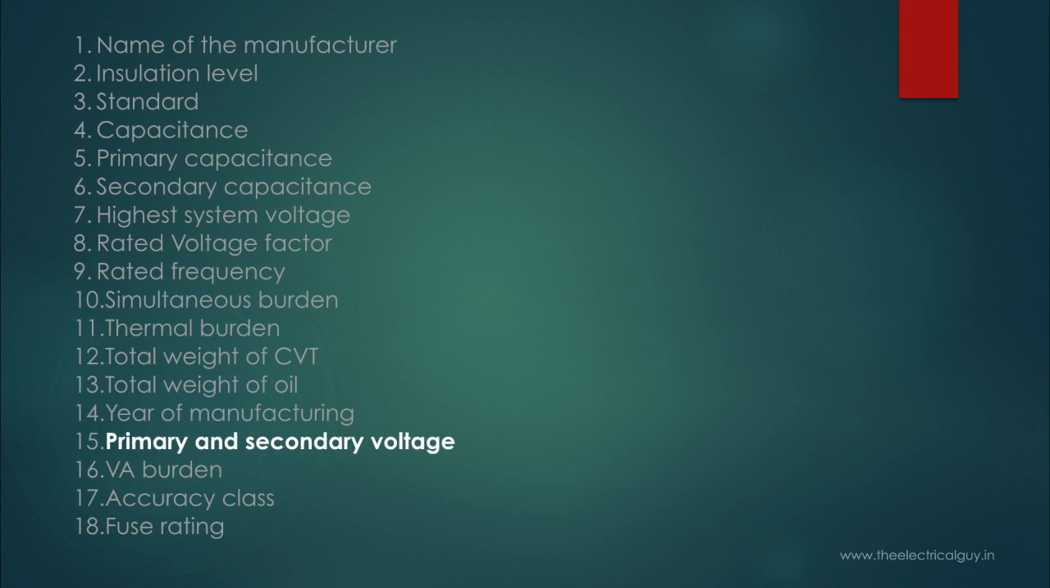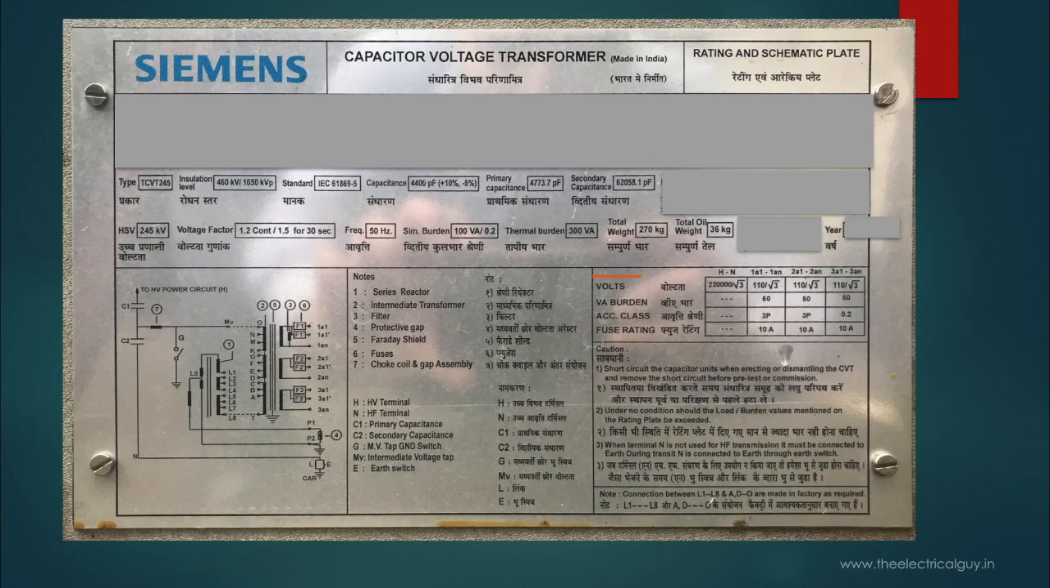So the first thing is primary and secondary voltage. Primary voltage you can see mentioned as 220 kV by root 3. 220 kV is mentioned in volts here. Remember one thing, instrument transformers are single phase devices which are connected across phase and neutral in case of CVT and in series in case of current transformer. And that's why the voltage is divided by root 3. Similarly, the secondary voltage is given as 110 volt by root 3.